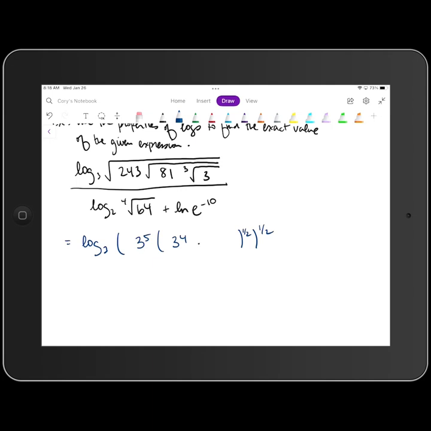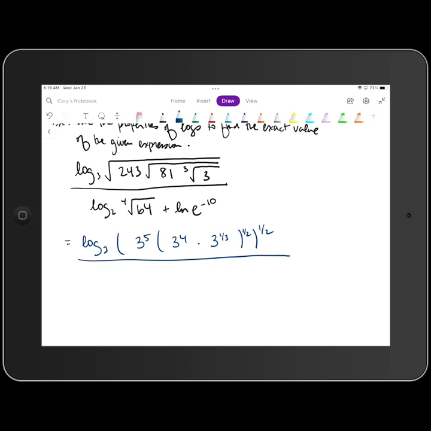And then we are multiplying that by the cube root of 3. And the cube root of 3 is 3 raised to the 1/3 power. Okay, so in our denominator, we're going to do the same thing. So we have the log base 2 of the fourth root of 64.